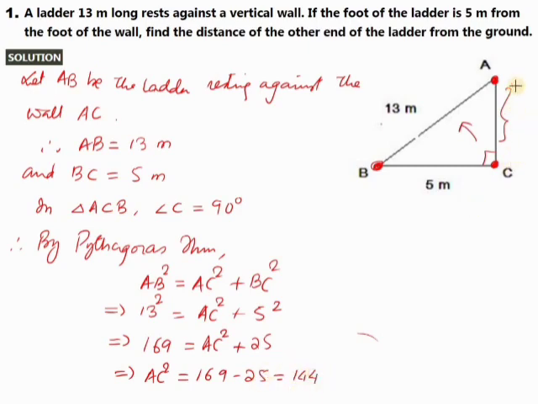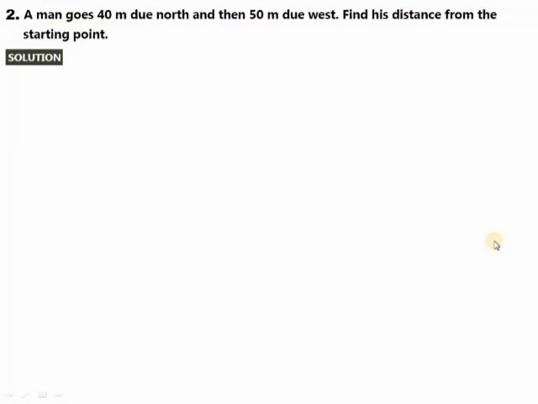Remember, you are asked to find AC, right? So from here you get AC equal to the square root of 144, which is equal to how much? The square root of 144 is 12, isn't it? So your answer, that is AC, turns out to be 12. The unit that we are making use of is meter, so your answer is 12 meter. Okay, so you may pause the video and note down your solution. Let's move to the next question.